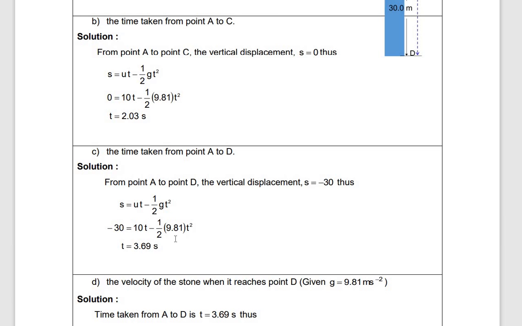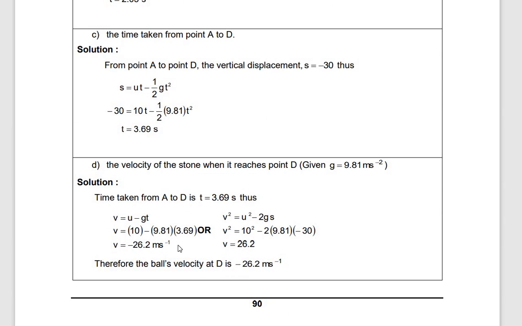So sekarang kita guna untuk cari nilai T lagi when S is negative 30. Okay, kita nak cari nilai T, substitute into the formula. S is 10T minus 1 over 2, 9.81 T squared. So, solve your quadratic formula. You will get T is 3.69 second. So, ni pun sama. Kalau dapat satu point itu negatif, satu point T itu positif, just take the positive one.